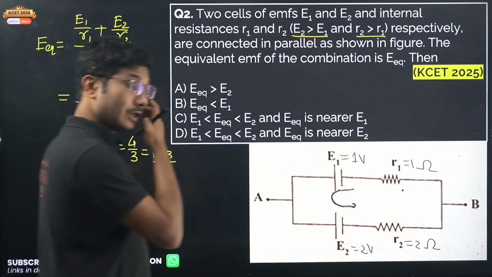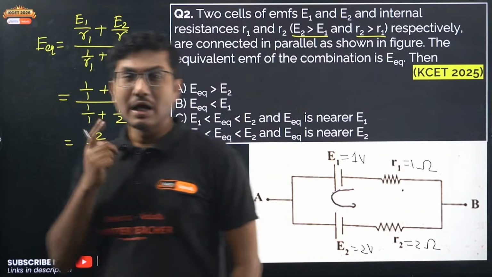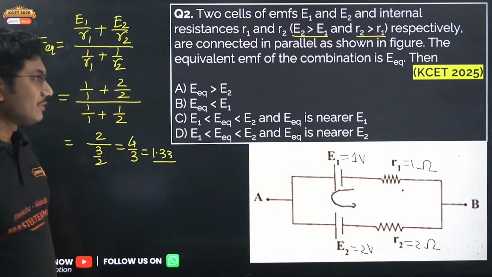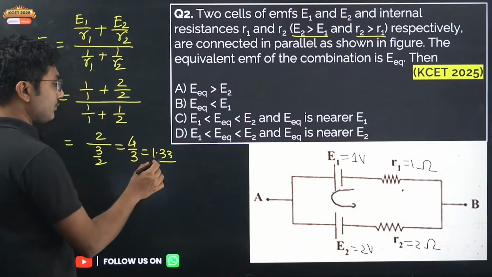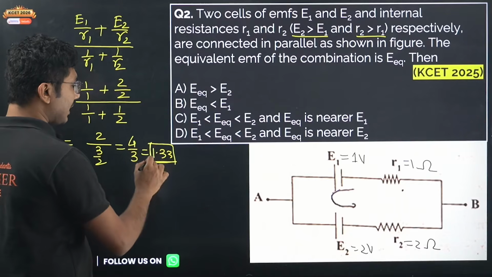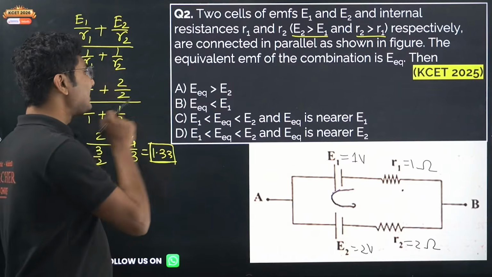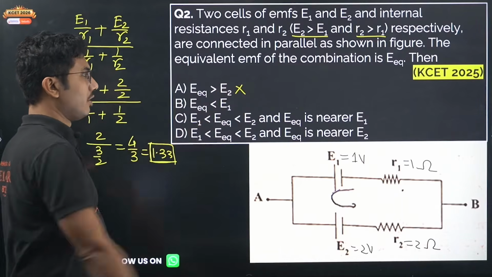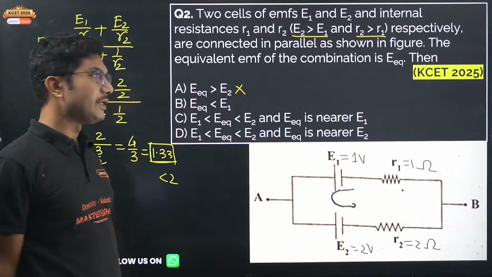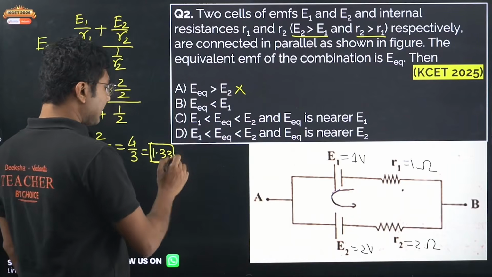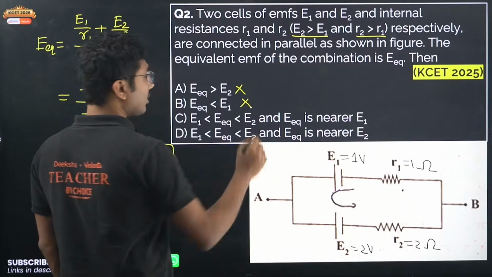So what is the meaning of that? In the question, arbitrary values are given, but arbitrary values we cannot manage. We cannot say what is greater, what is closer. So after calculating this we found that 1.33 is the actual EMF, right? So E equivalent is less than E2, so this statement is wrong. This is definitely less than 2. So equivalent cannot be greater than E2, so this statement is wrong, and this is obviously greater than 1 as well. So E equivalent less than E1 is also wrong, right?